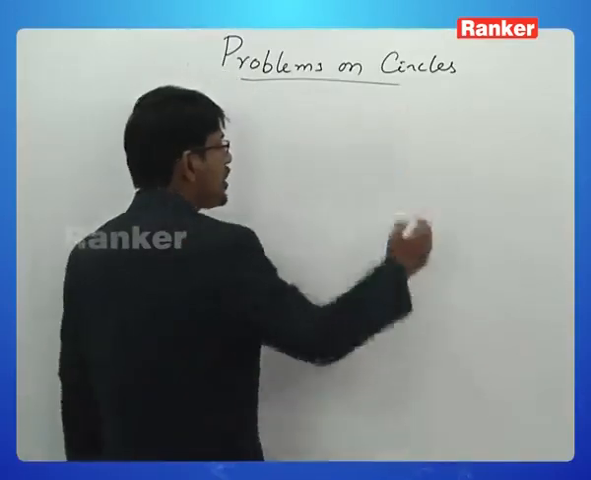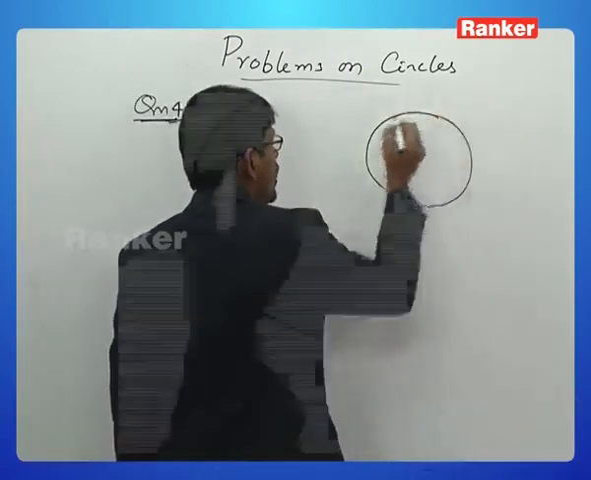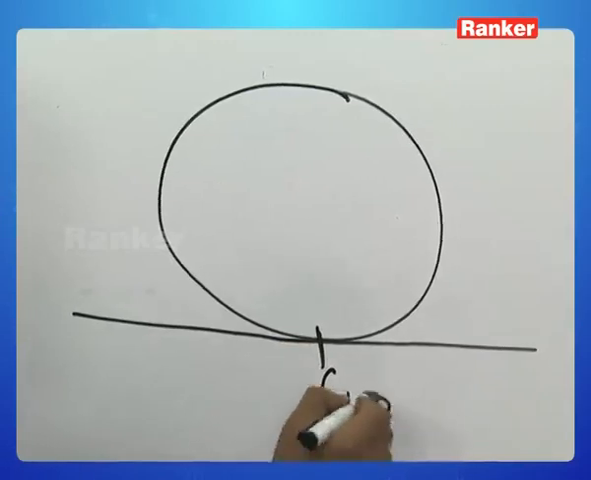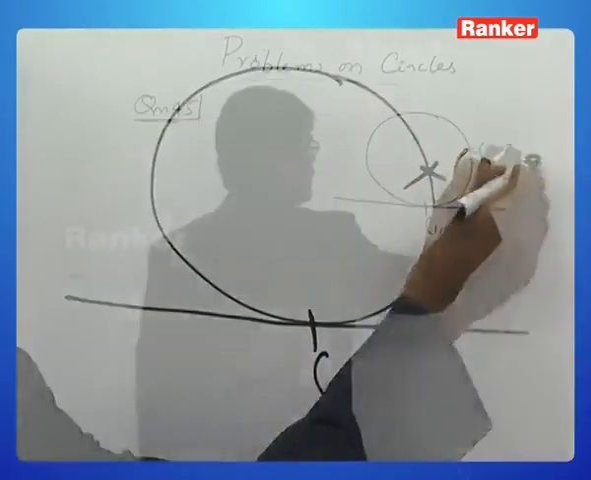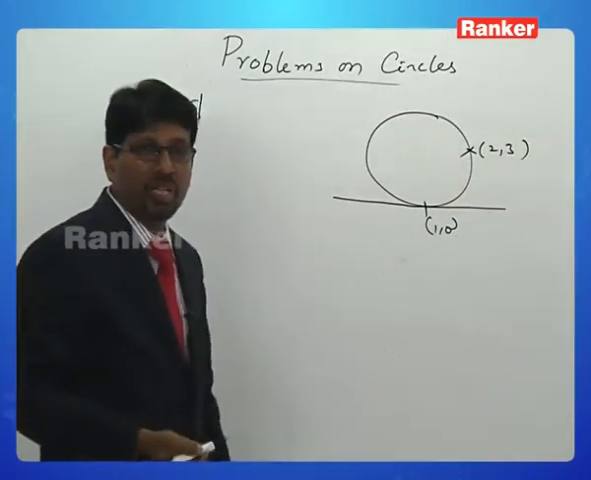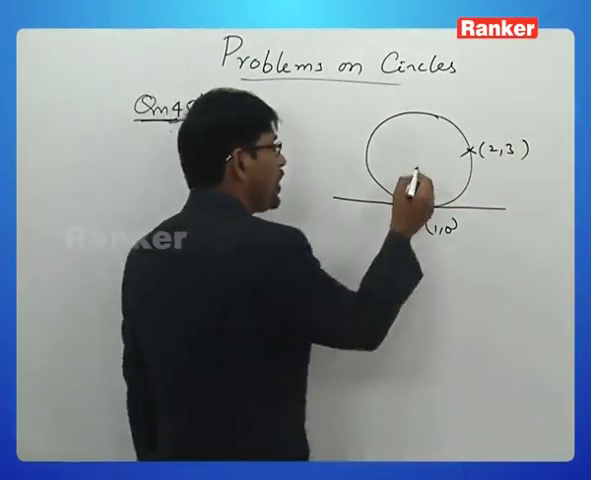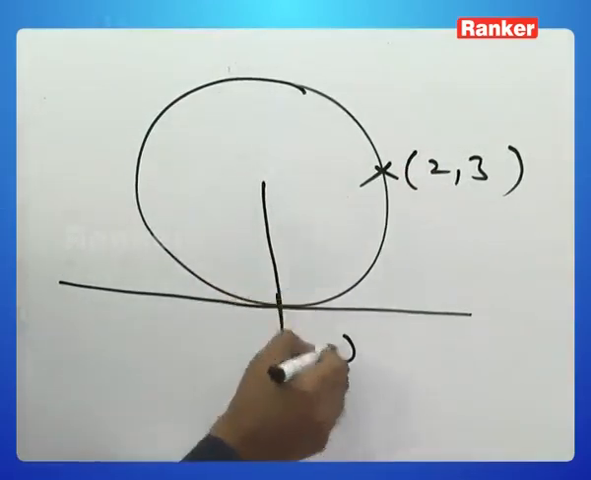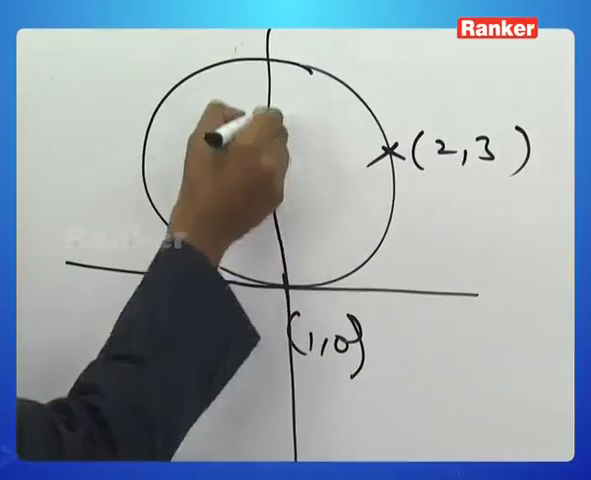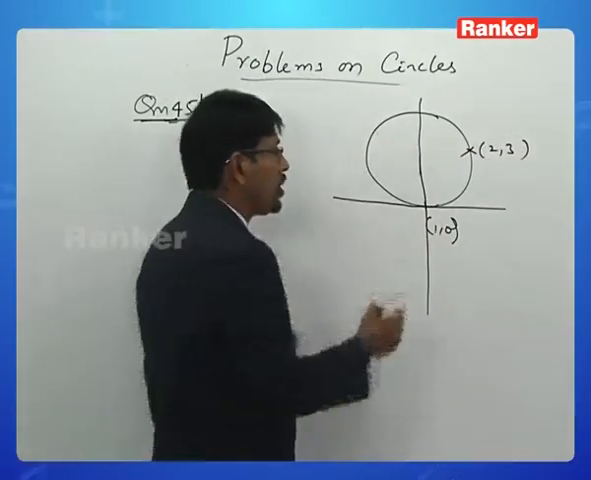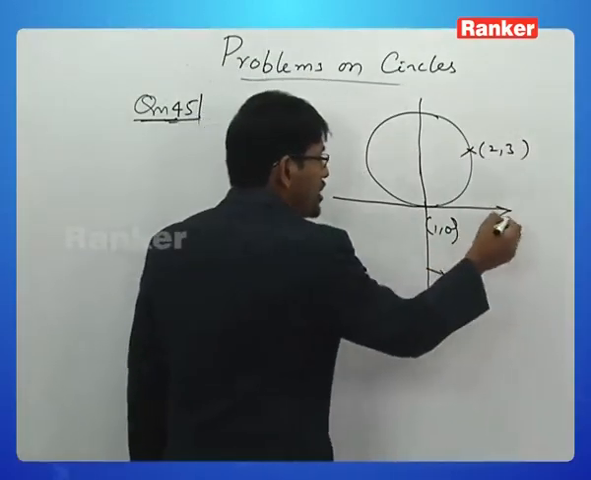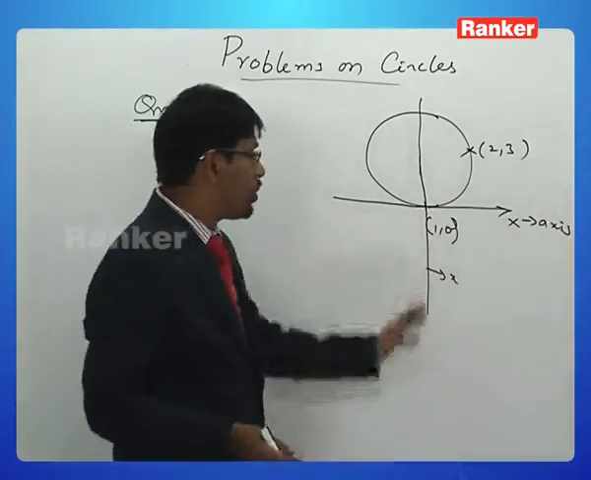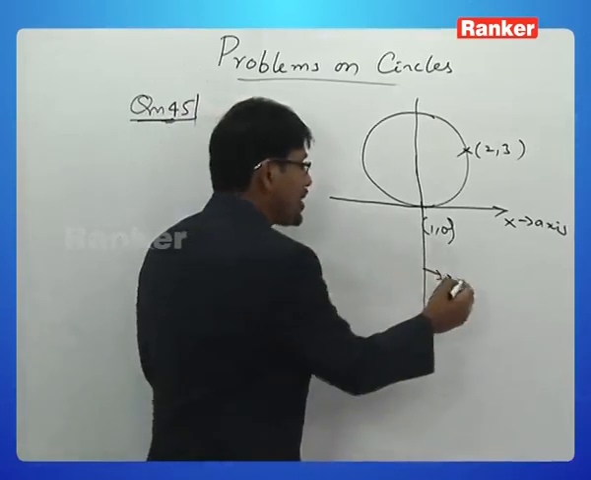Here we have a circle which is touching the x-axis at 1 comma 0 and it's also passing through the point 2 comma 3. We are interested in finding out the diameter of the circle. Now, clearly the center of the circle will lie on this line. This is the radial line perpendicular to the tangent. This is the x-axis. What is the line perpendicular to it and passing through the point 1 comma 0? That is x equal to 1.